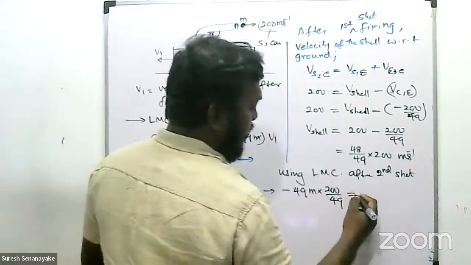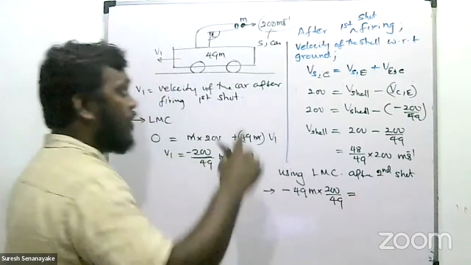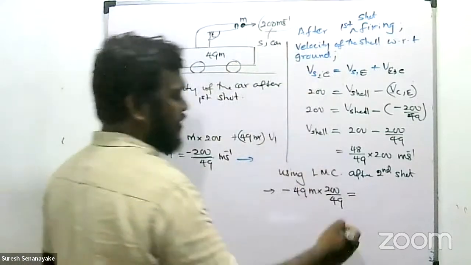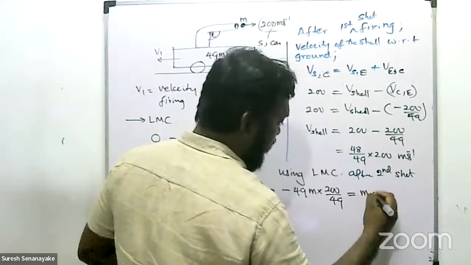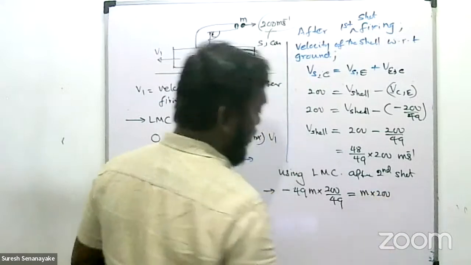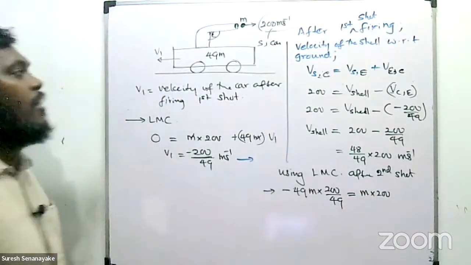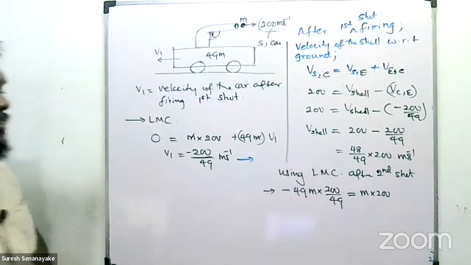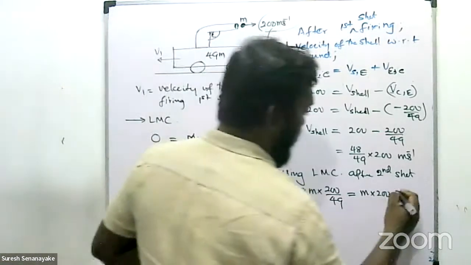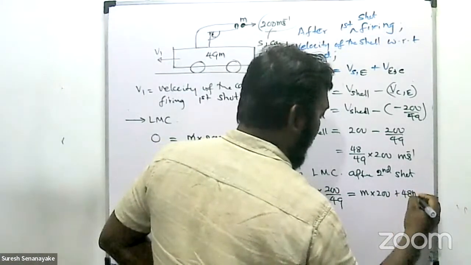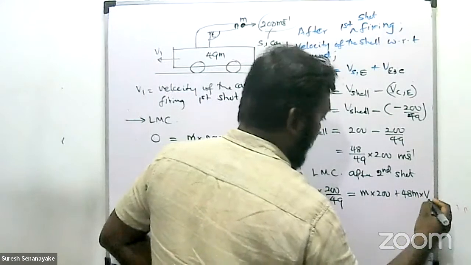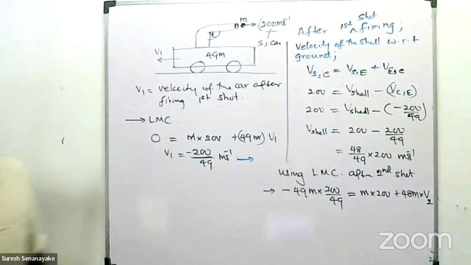So after the collision, one bullet went out. The bullet of mass m is moving with velocity 200. Then what remains is the gun of mass 49 m. Let's say its velocity is now v2. That is what we need to find.